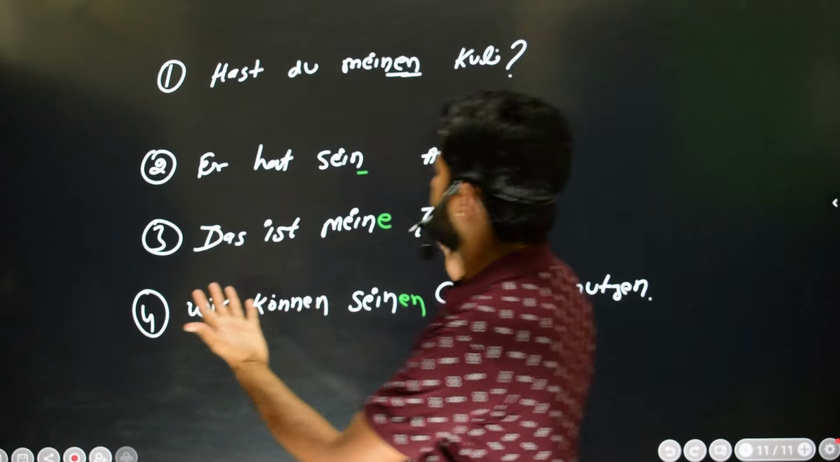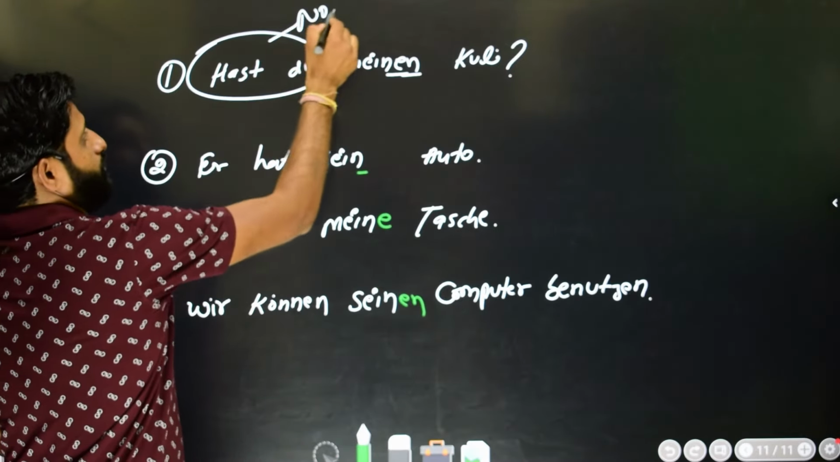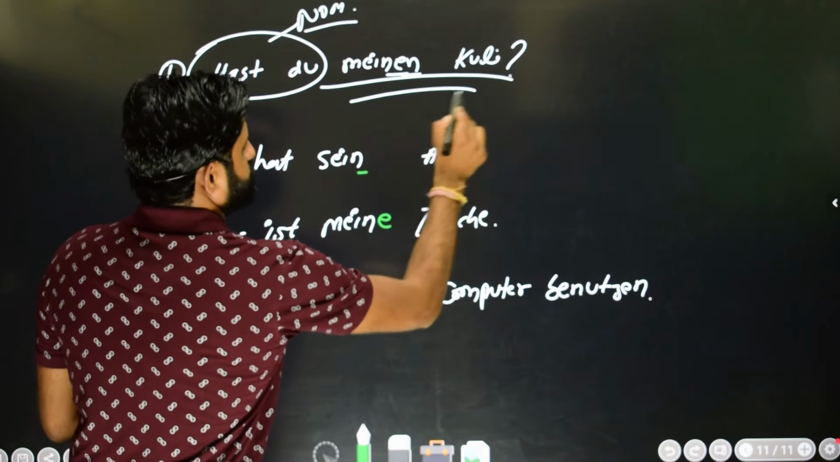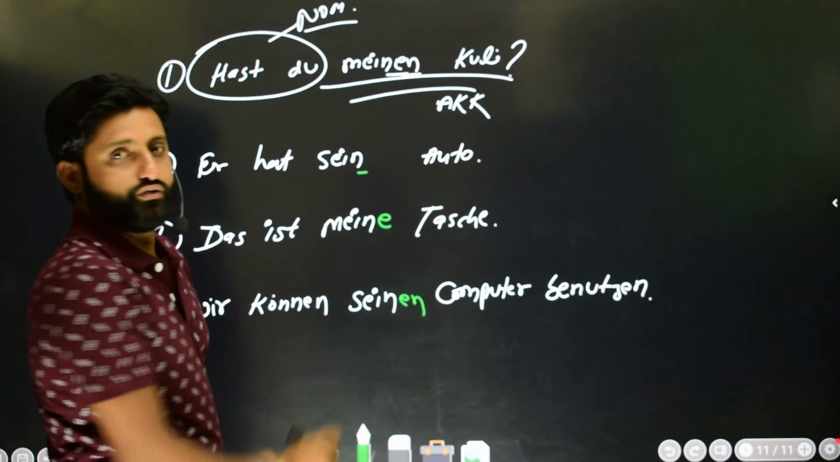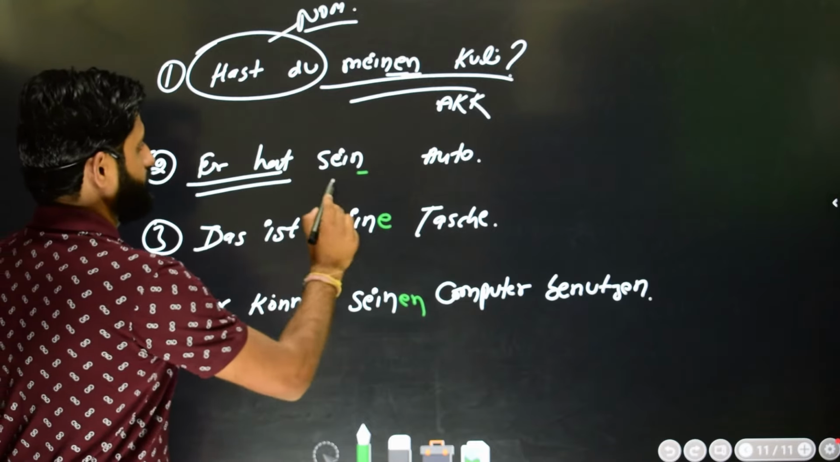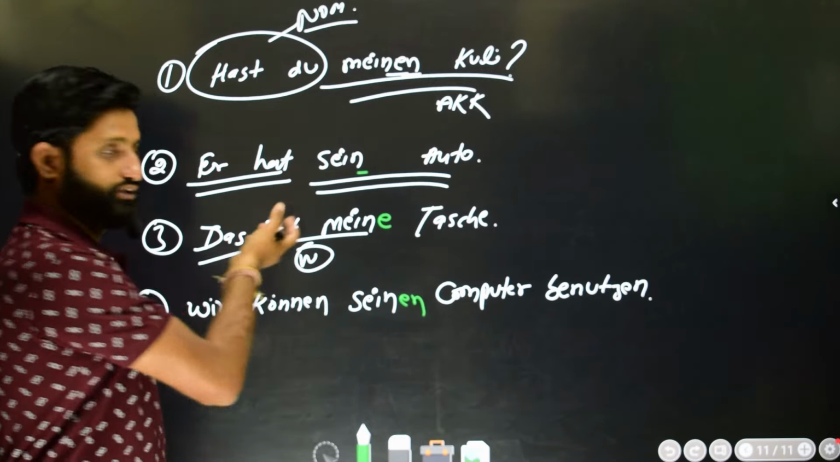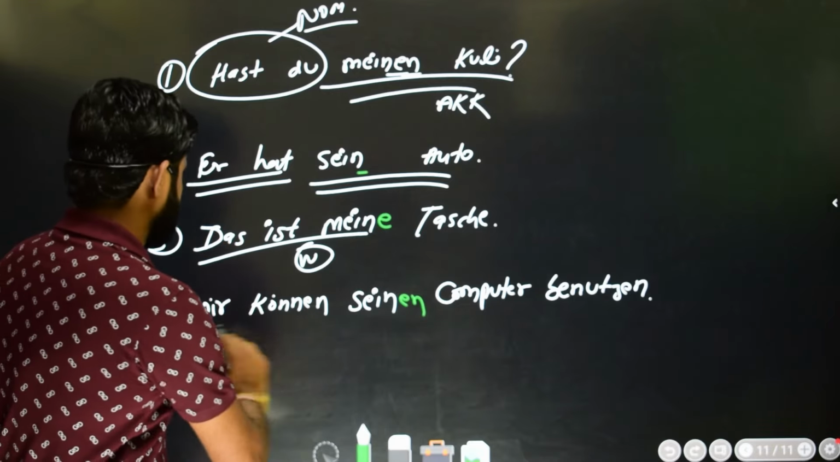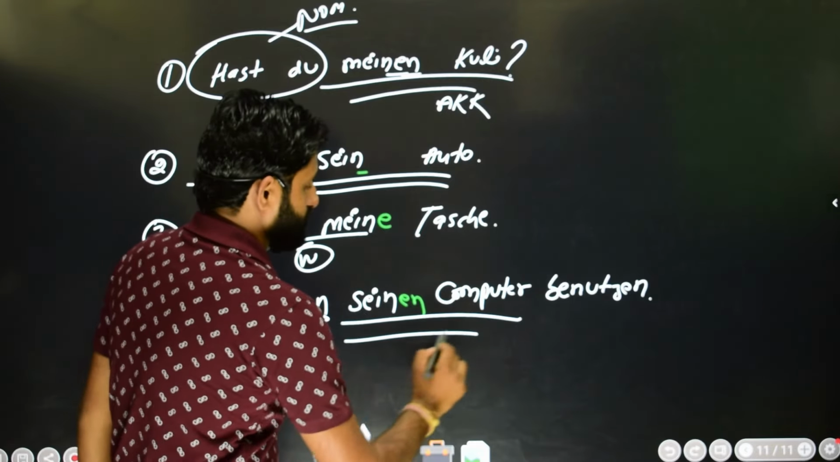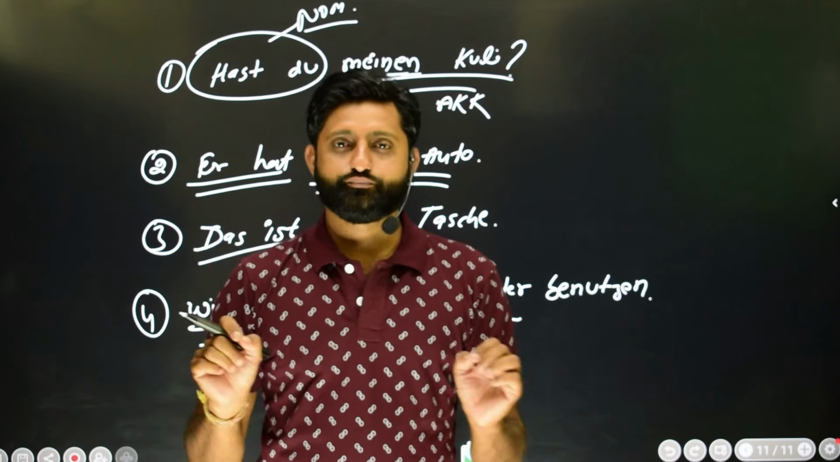Very easily you can identify which part is nominative, which part is accusative. Nominative, accusative. Why accusative? Because the question is with what? Same here, nominative, accusative. This is a nominative sentence only because the verb sein is always nominative. This is nominative, this is accusative. So we have learned how to use the possessive articles.